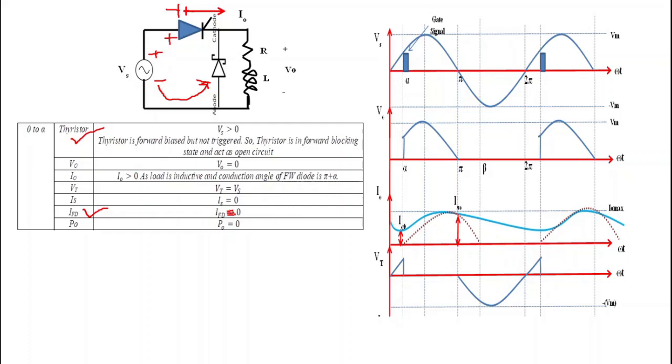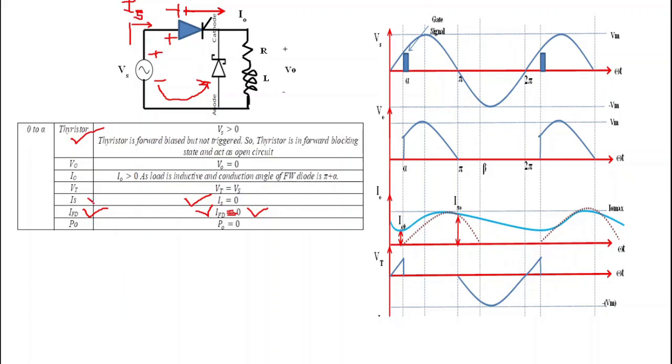It is equal to 0 because we are talking about discontinuous conduction mode where beta is between pi and 2 pi plus alpha. That's why we get freewheeling diode current equal to 0. Now when this thyristor is an open circuit, we get source current Is equal to 0. Suppose this is the source current Is. So Is is equal to 0 because the thyristor is an open circuit.